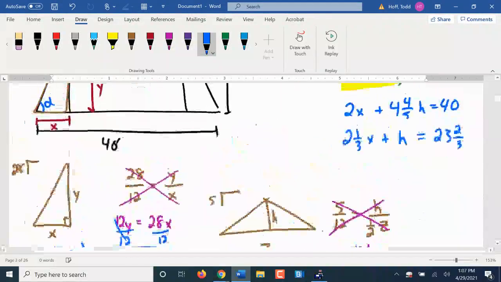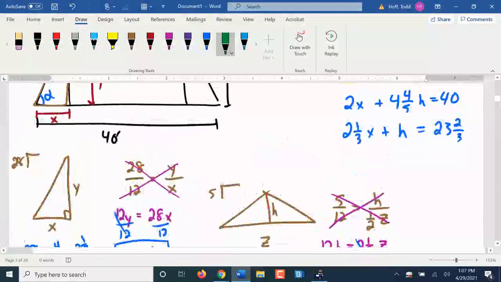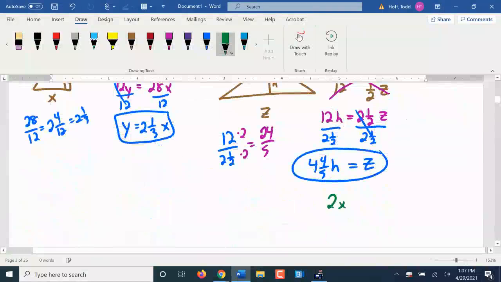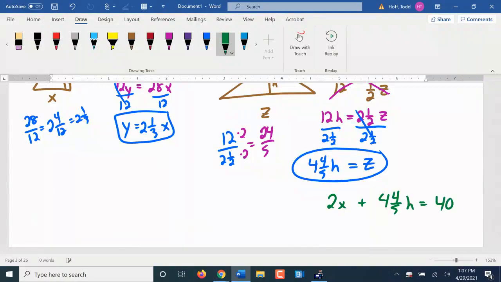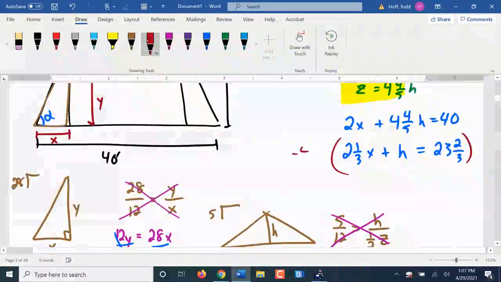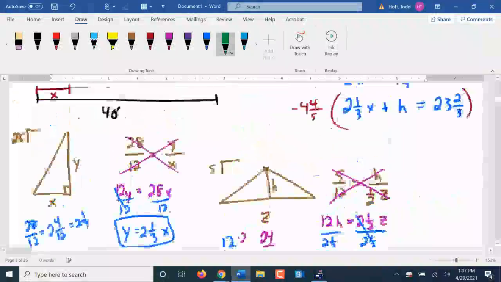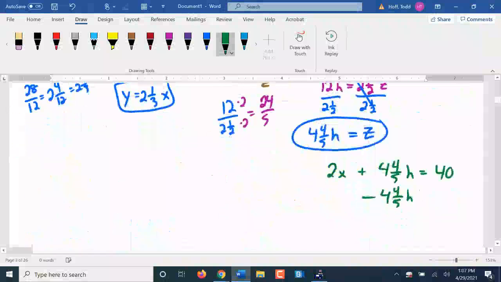You have to solve that system of equations. So this goes back to last fall when we did systems of equations. I'm going to leave the top equation the same. I'm going to write it down here, though. 2x plus 4 4/5 h equals 40. The bottom equation, I am going to multiply by a negative 4 4/5. What that's going to do is give us a negative 4 4/5 h here. 2 1/3 times negative 4 4/5.